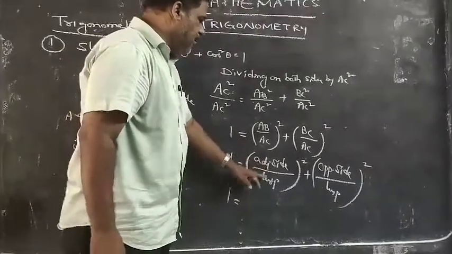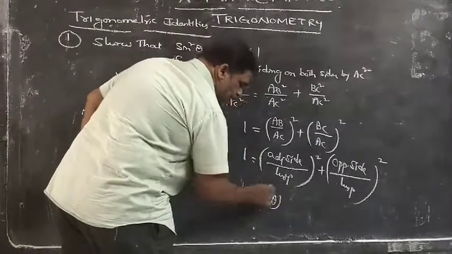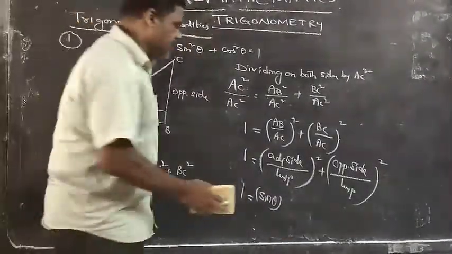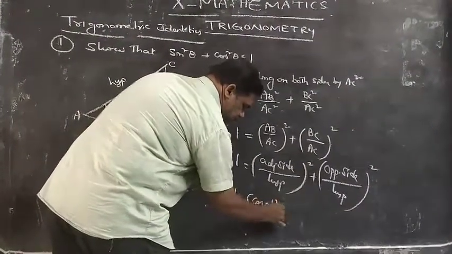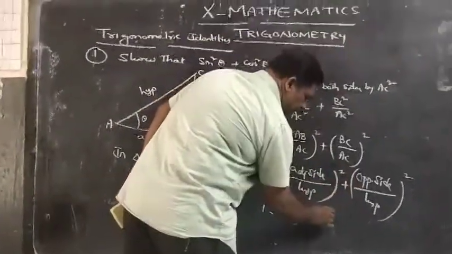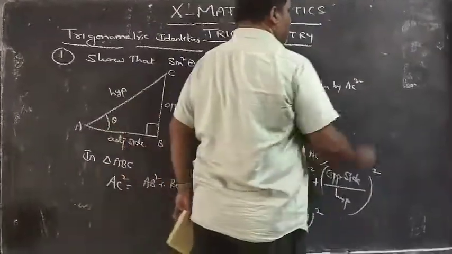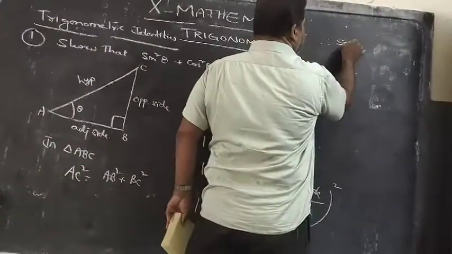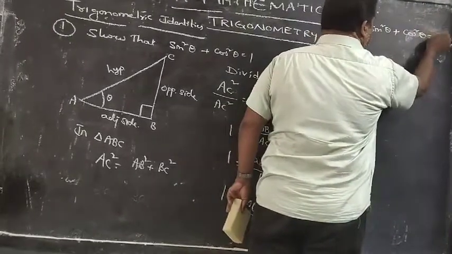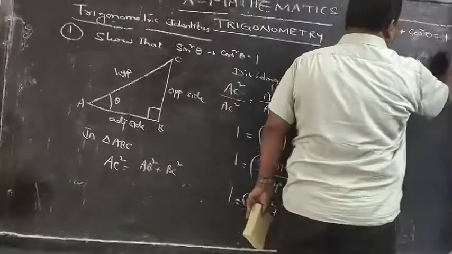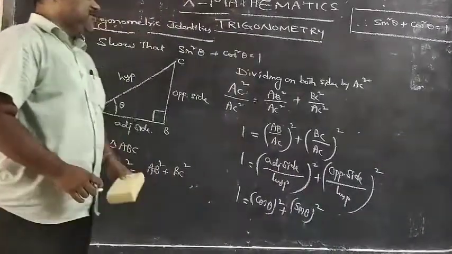Adjacent side by hypotenuse, this is the formula of cos theta. So we can write cos theta whole square. Opposite side by hypotenuse is the formula for sin theta. So sin theta whole square. Therefore we got sin theta whole square is sin square theta. Cos theta whole square is cos square theta. That we got one answer. So that is the important trigonometric identity. Sin square theta plus cos square theta is 1.